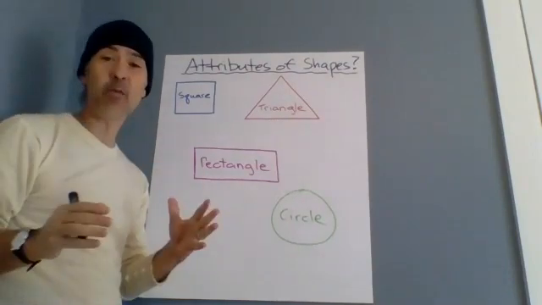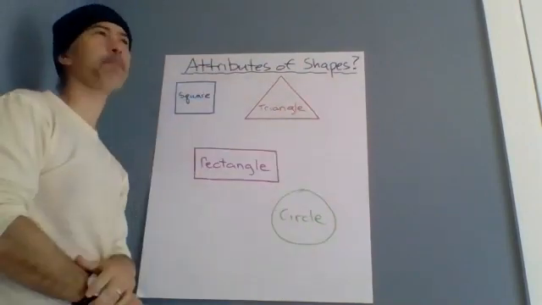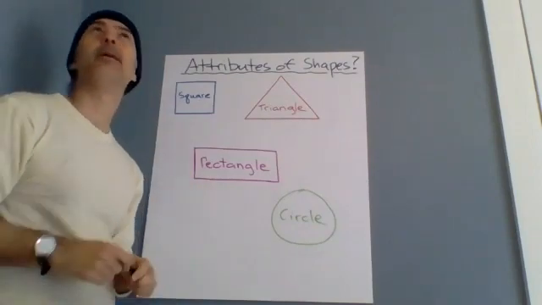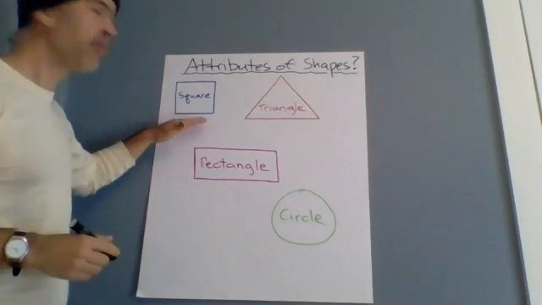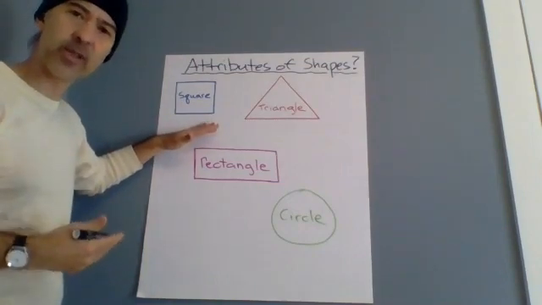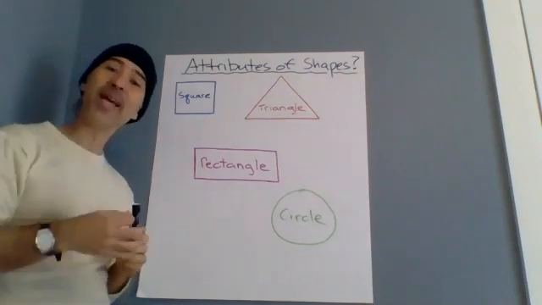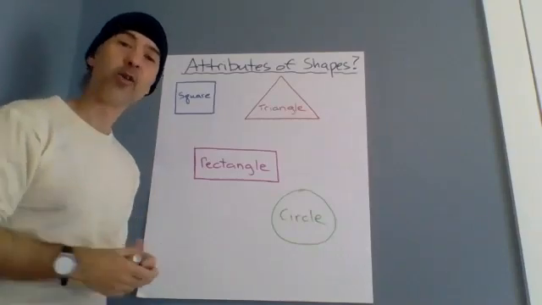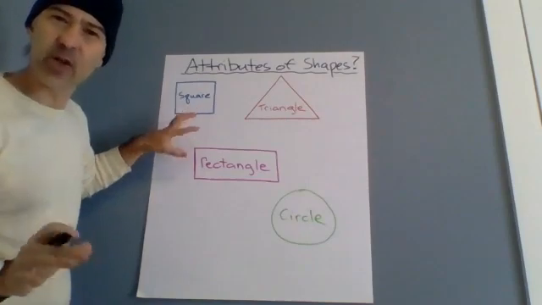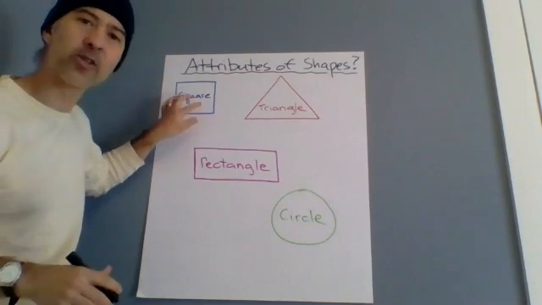Okay, today we're going to talk about the attributes of shapes. So my first question is, what's an attribute? Well, if I'm looking at a square and I ask, what are the attributes of a square? Another way to ask that question is, what makes a square a square? So let's look at the square. What features, what characteristics of this shape make it a square?